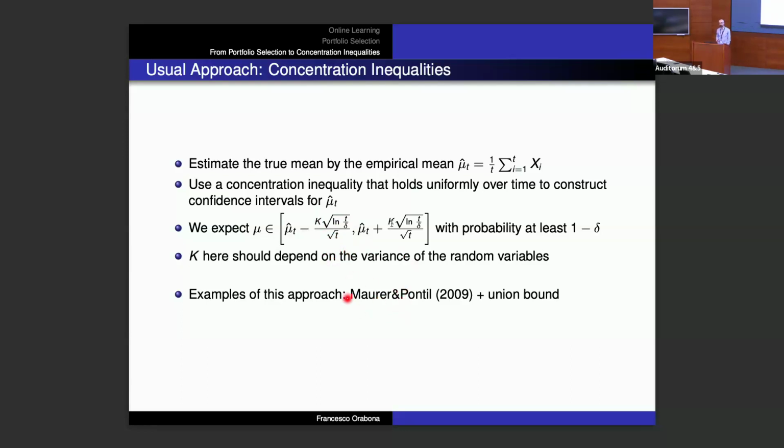For example, if you use Maurer and Pontil, this approach will give you concentration inequalities that depend on the empirical variance. So you don't have to assume that you know the variance. Kappa here will depend on the empirical variance. You get exactly this bound. And by the way, everything is optimal here. We can debate if log t is the right thing, but everything is optimal.